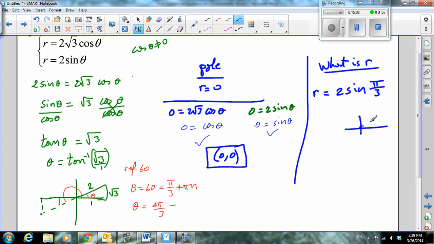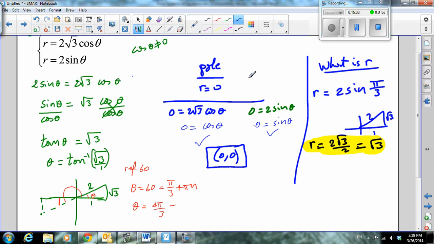Pi over 3 is located in the first quadrant, where the opposite is square root of 3. I have 1 here and 2. The sine is square root of 3 over 2. So r is equal to 2 times the square root of 3 over 2, which is just square root of 3. That's my r. I'll just highlight it. That's the value of r.